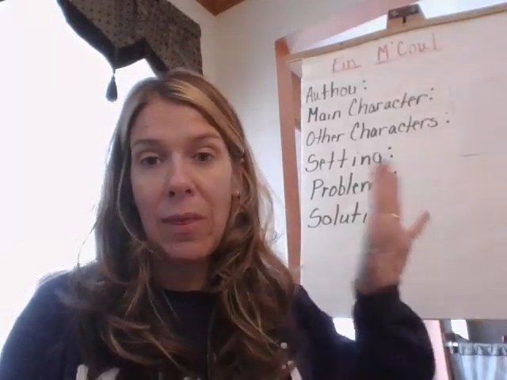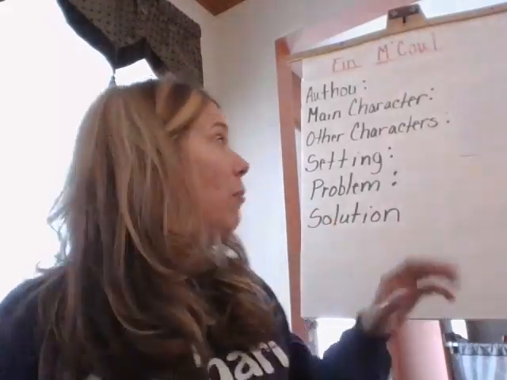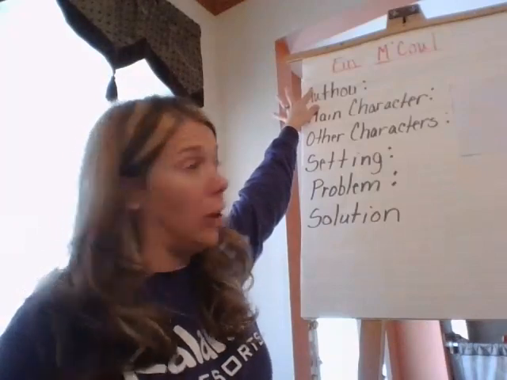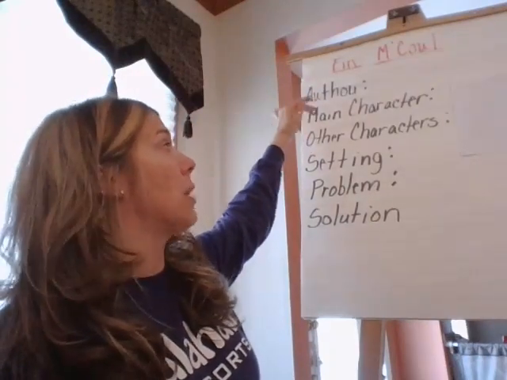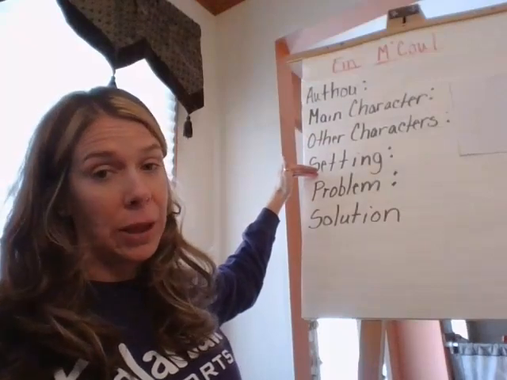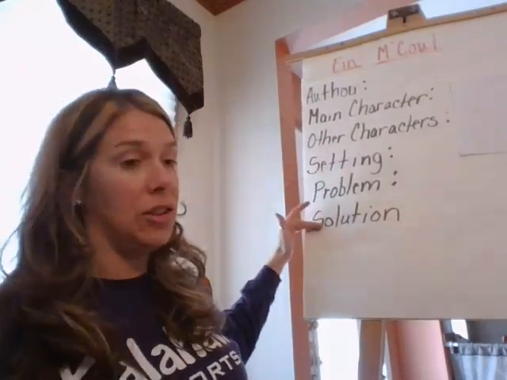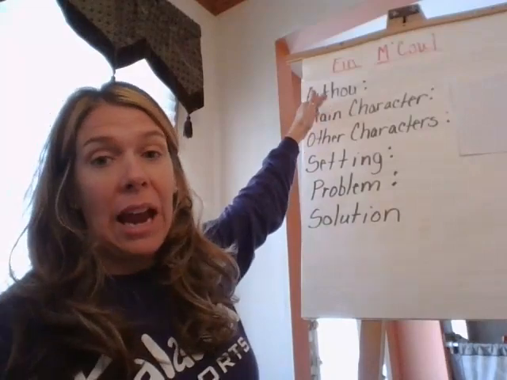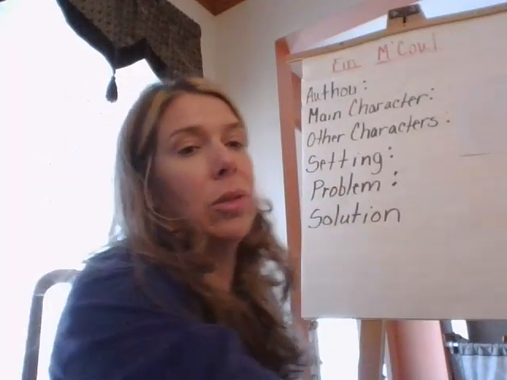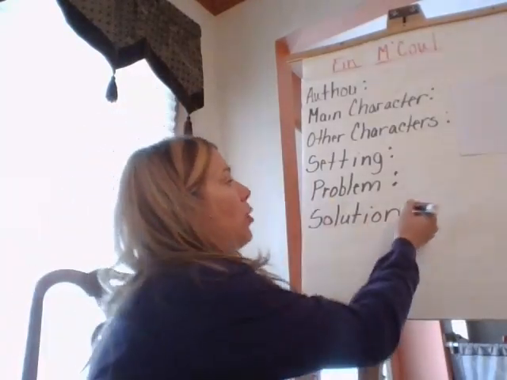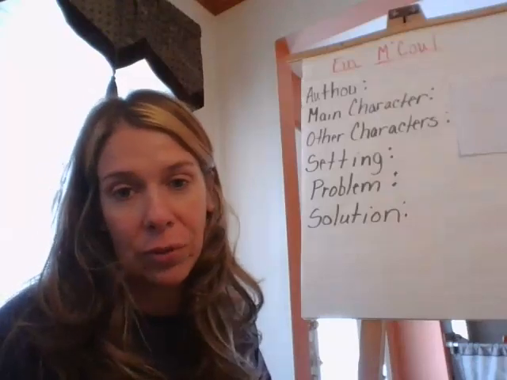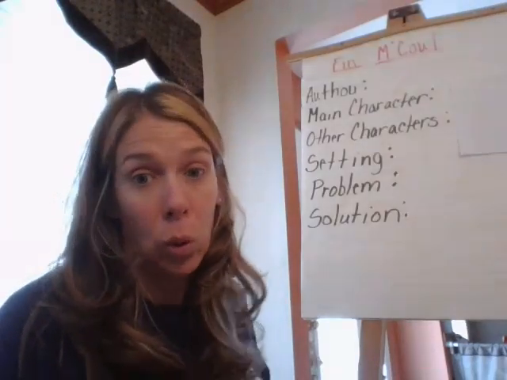If you work in a group in that five-part hand, there's five parts to it. There's the title and your author, always, your characters, main characters and other characters, the setting where the story takes place, the problem, and the solution. Usually, a fiction story has all of these elements. If you were doing a nonfiction book, your story map's going to look a little bit different, but this is a fiction book, Finn McCool.